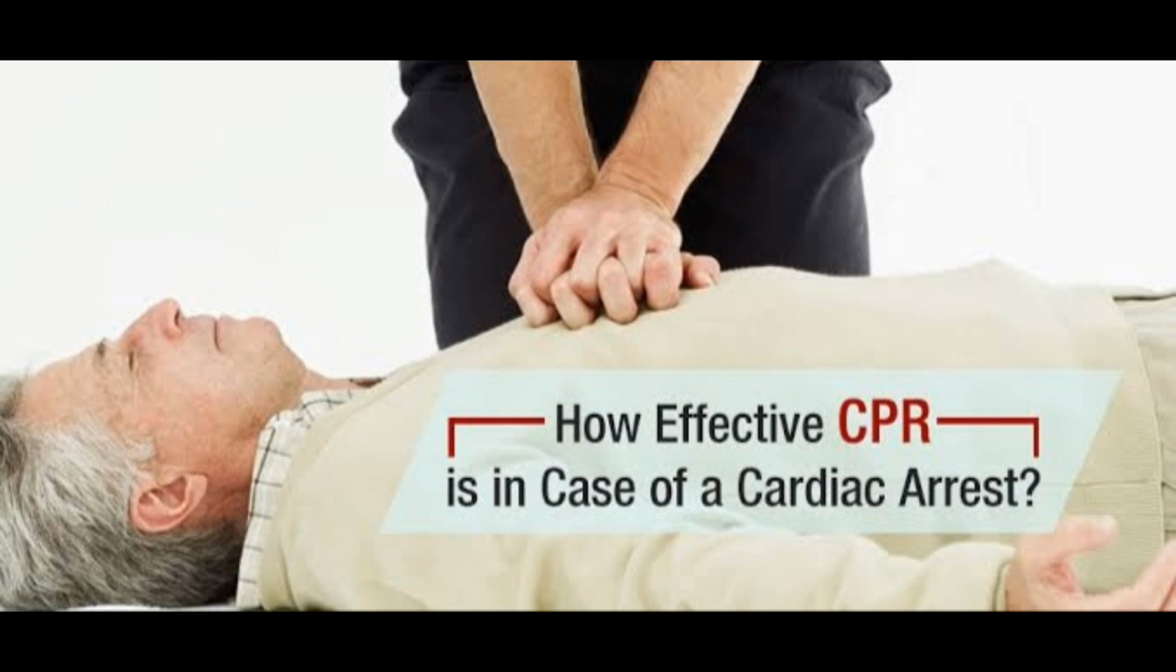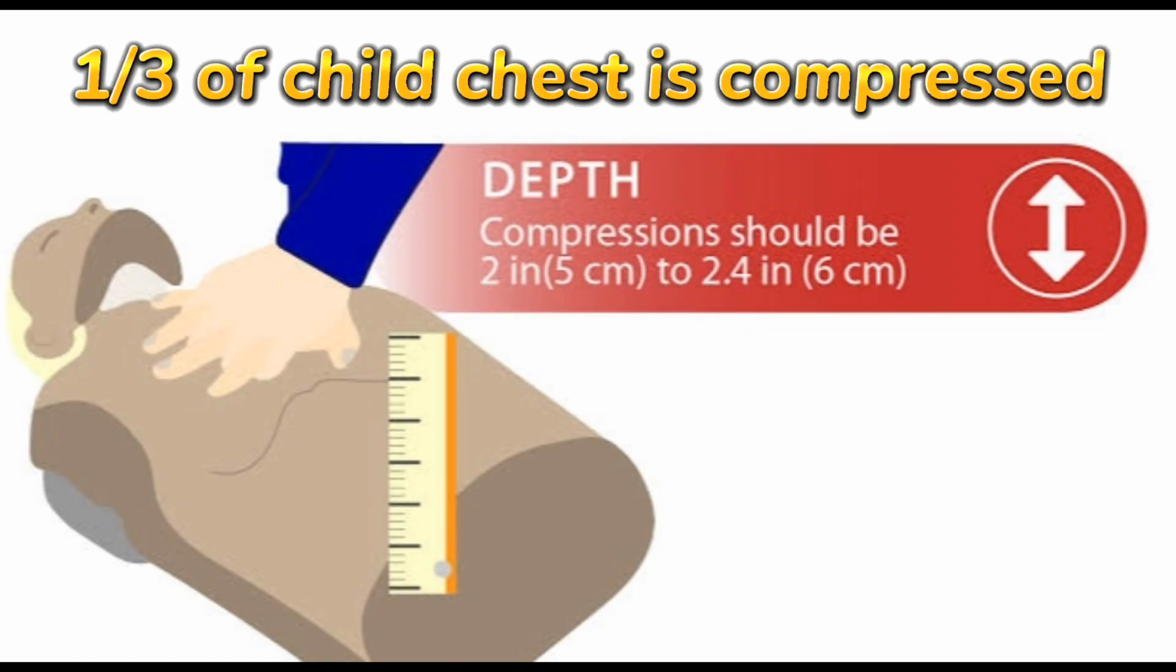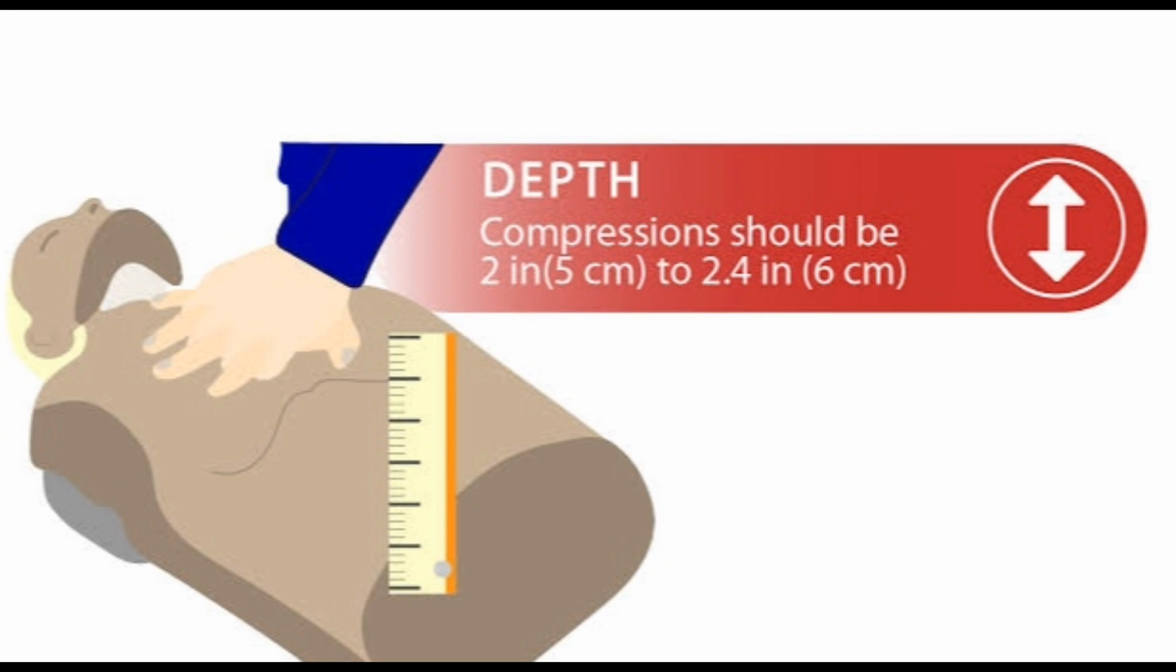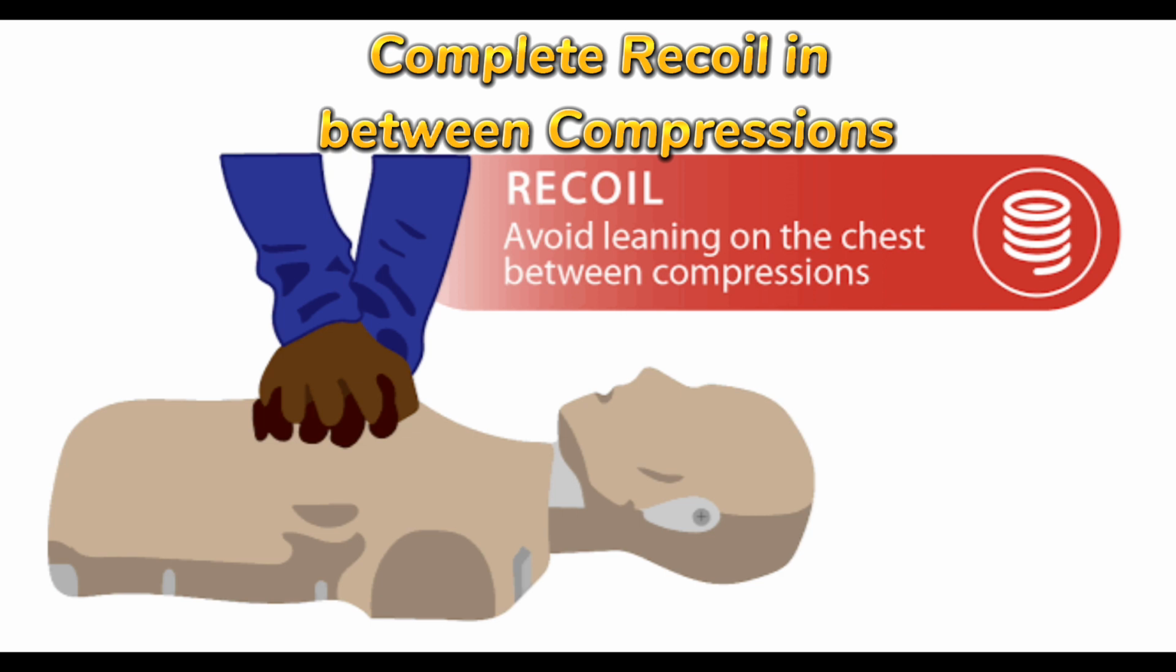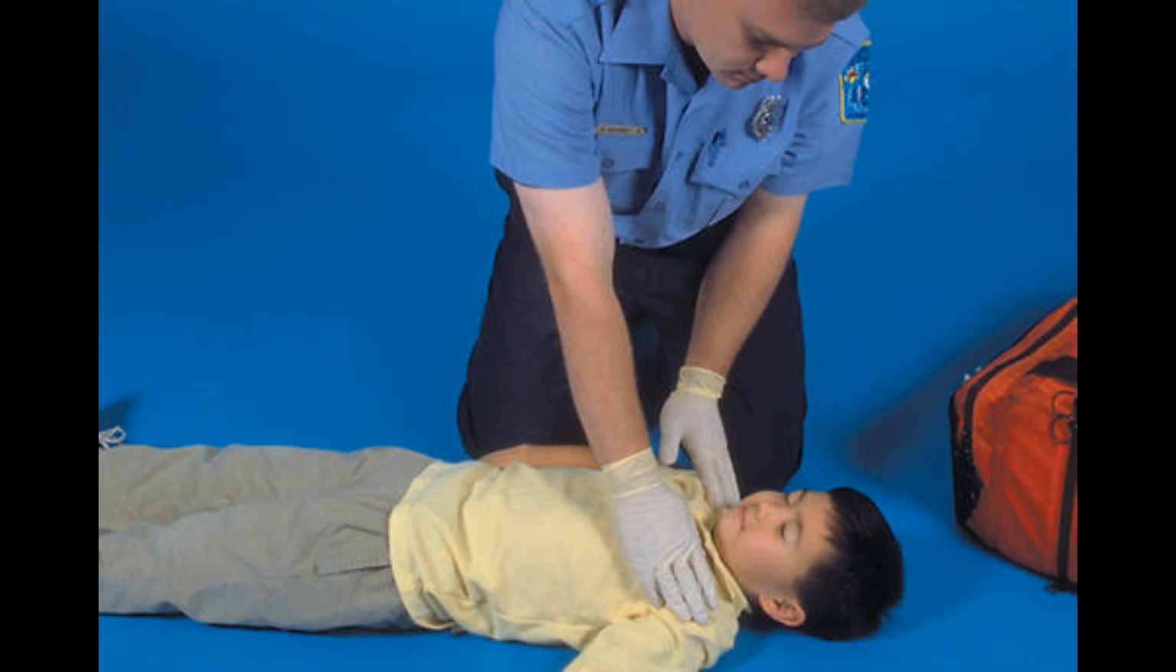Now here is the question: when will you say that the CPR, or the compressions you are giving, are effective? When 1/3 of the child's chest is compressed, which means the depth of compression must be 2 inches or 5 centimeters, and the chest must recoil completely in between the compressions. You must place the child on a firm and flat surface and remove the clothes if possible.